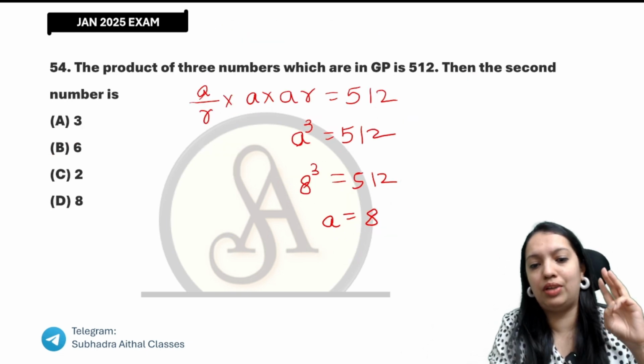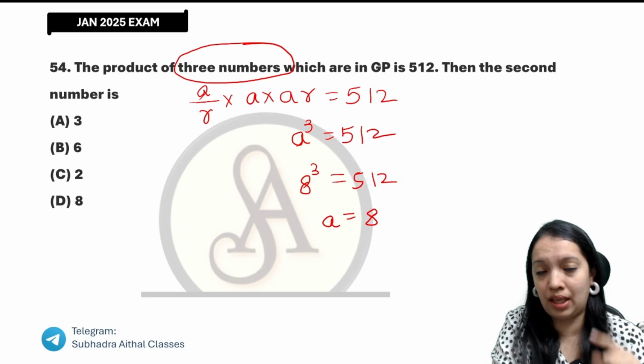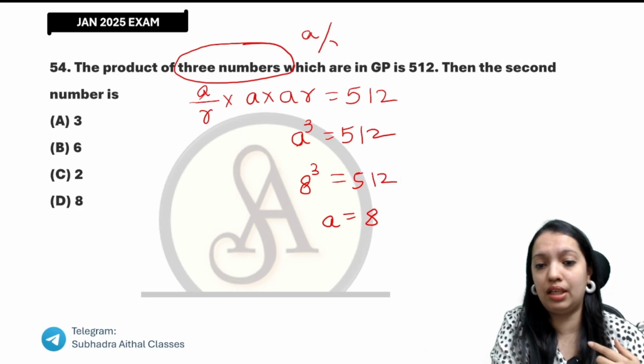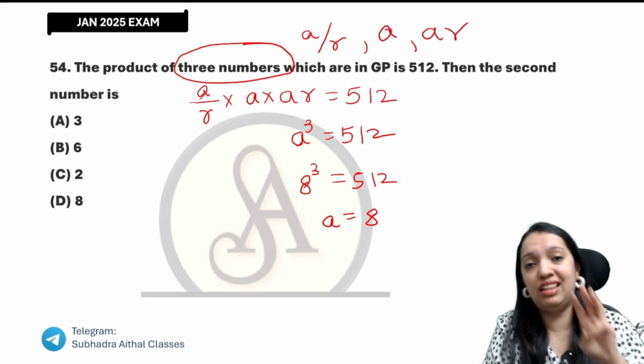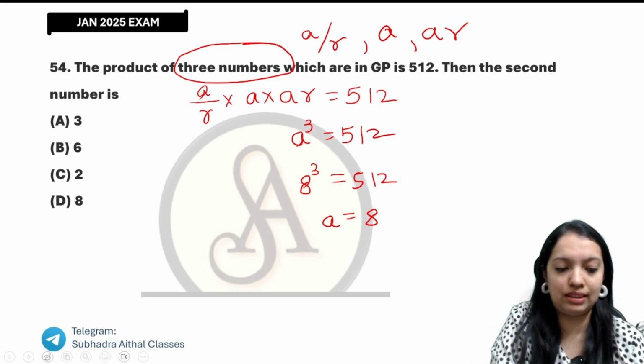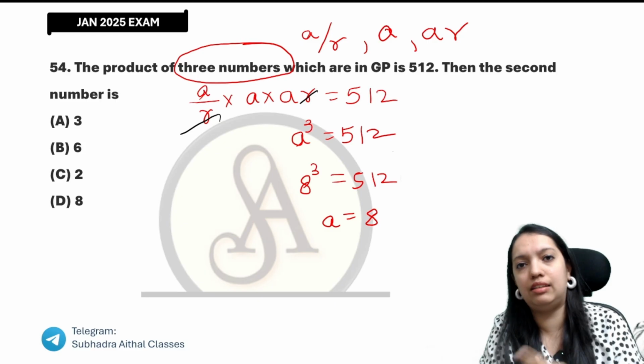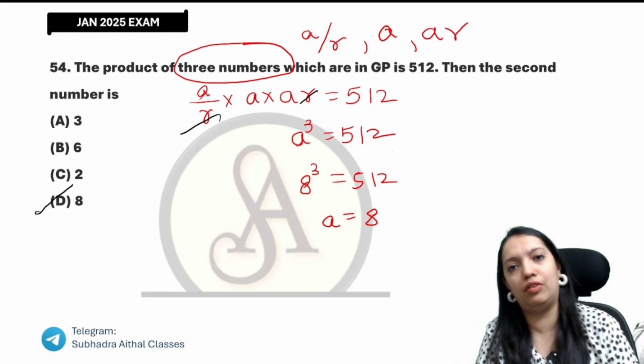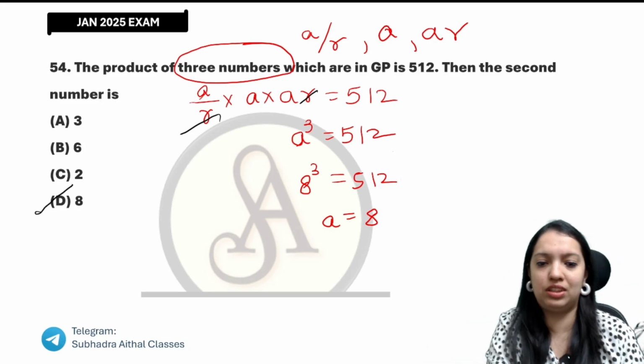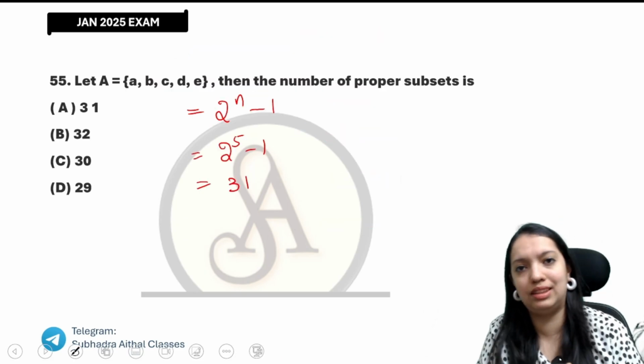Next. Product of three numbers. Whenever we say three numbers are in GP, we generally take them as A by R, A and AR. When you multiply these three numbers, you can see that R and R get cancelled out. So A cube is equal to 512. What cube? 8 cube is equal to 512. The A value, which is the middle term, the second term value, is 8.